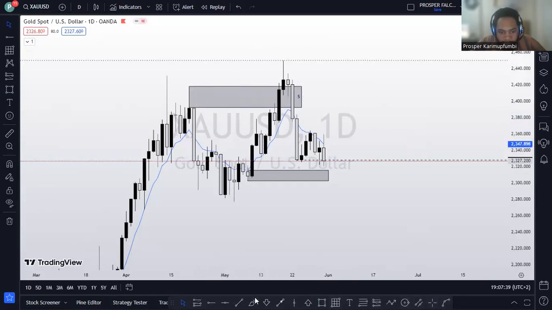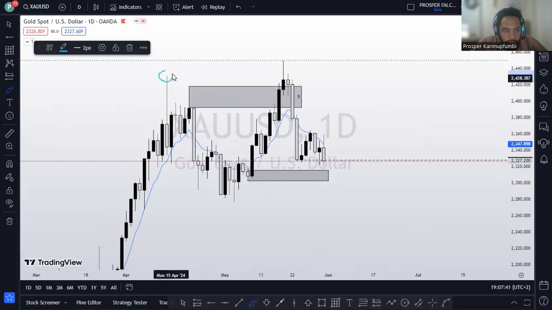This was actually an all-time high that was created before then, around 12 April 2024. And we came to a point whereby we also created another high. This high was actually above this high, which means this became an all-time high here, around 20 May 2024. And then gold started going to the downside.